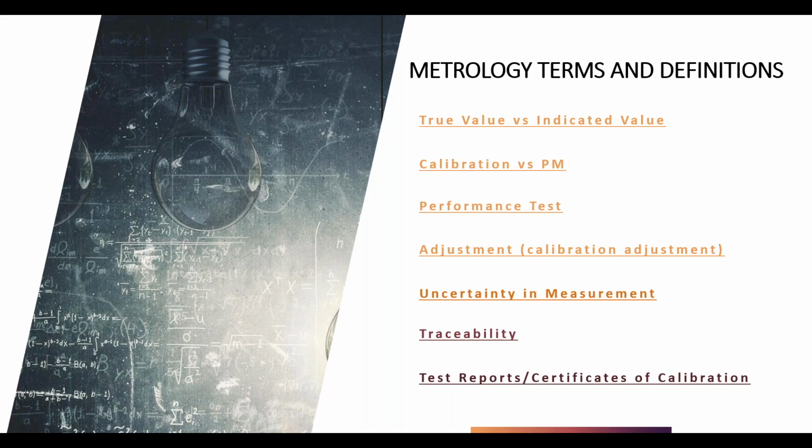Uncertainty in measurement. This is our best guess at where that indicated value is and how close it is to the true value. So we know that we don't know everything. Traceability, this is all the steps it took to get from the reference calibration for our standards through our working standards down to your test equipment. And then finally, your test reports and certificates of calibration. That's the final report that says, hey, this device did this, it was good or not good.